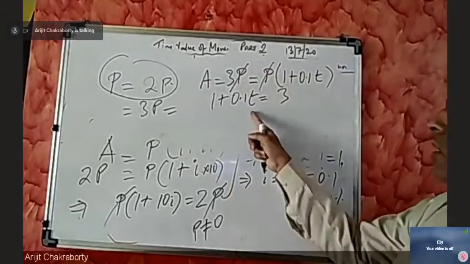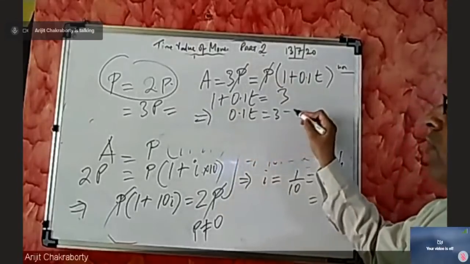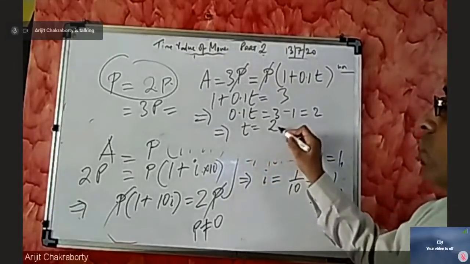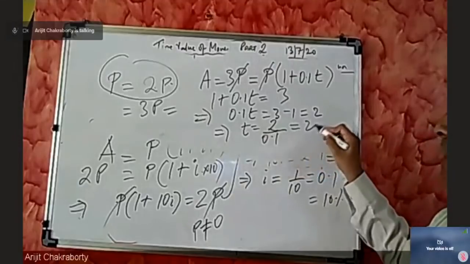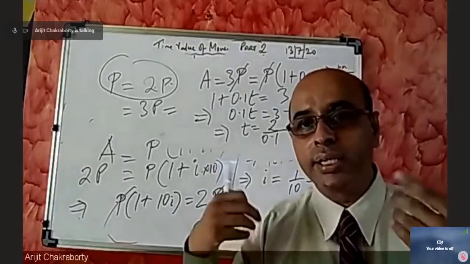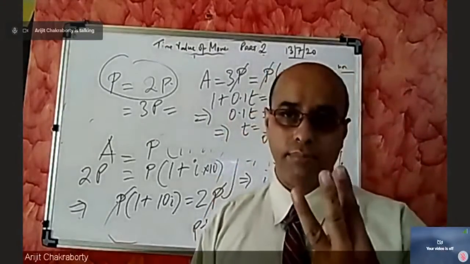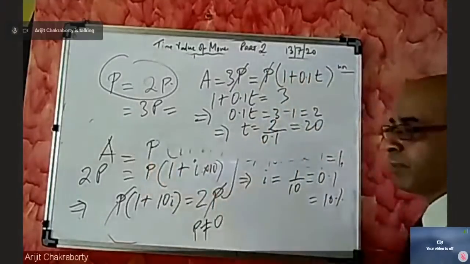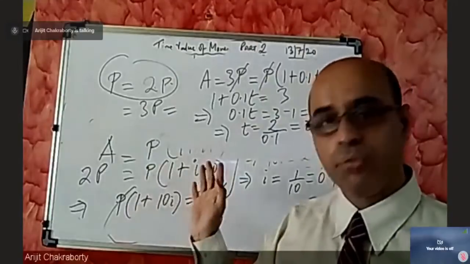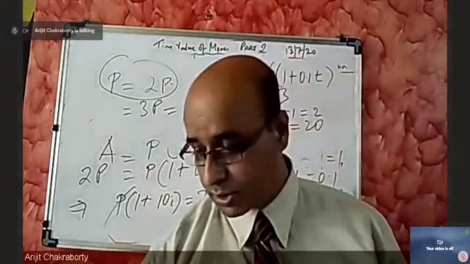1 plus 0.1 T is equal to 3, which means 0.1 T is equal to 3 minus 1, that is 2. So T is equal to 2 divided by 0.1, which is 20. So the time period is 20 years. In 20 years, the amount of money can become triple, 3 times, right? So we used the simple formula based on the concept of simple interest, and that is how we solved that the time period is 20 years. Very important for your exams.